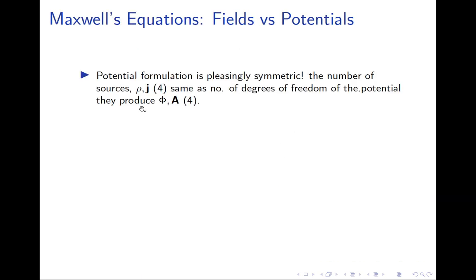The number of sources, which is rho and J, is the same as the number of potential components. Before that, we had E and B. E and B were produced by rho and J. Rho and J had 4 components. E and B had 6 components. So there was a mismatch. However, the potential formulation avoids that, and it nicely tells you the mismatch is gone.